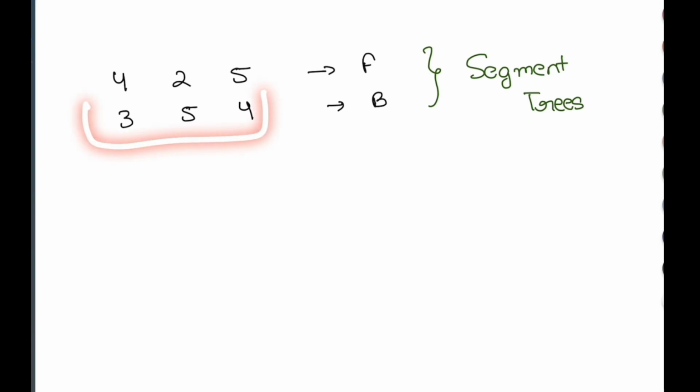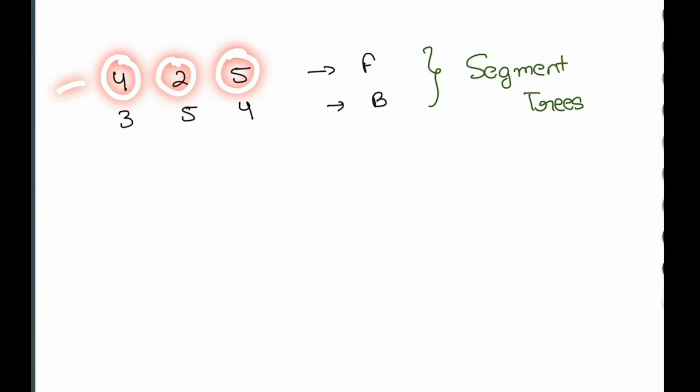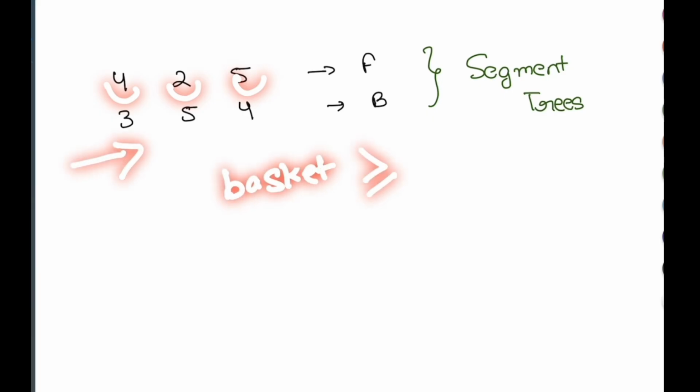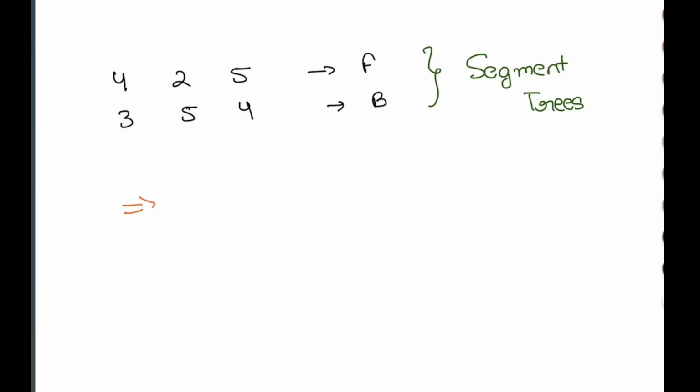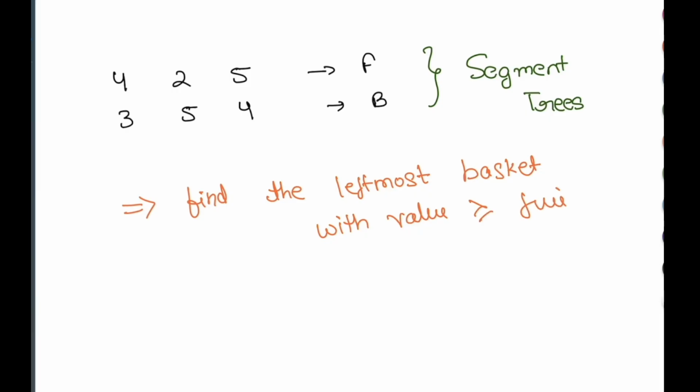Let's try to read the question again. We are given some fruits which require some capacity, and based on the capacity, they can be stored in a particular basket. We are given baskets which have capacities, right? Now for each of the fruit, we need to find from the leftmost which basket has a capacity more than or equal to the fruit, right? So the key operation which we need to perform is, we need to find the leftmost basket with value more than or equal to the fruit. And the moment we find a particular basket, we are going to assign our fruit into that basket, and then we are going to update the capacity of our basket to 0 so that it cannot be used later on. So now we need to update the basket, right?